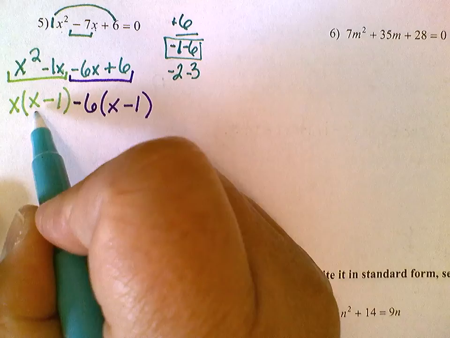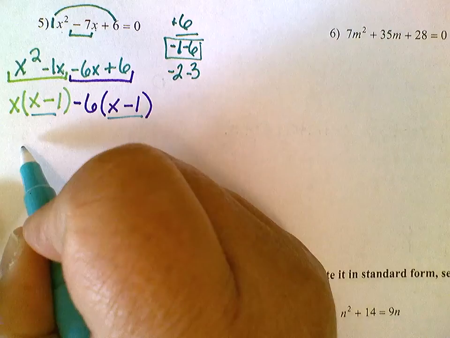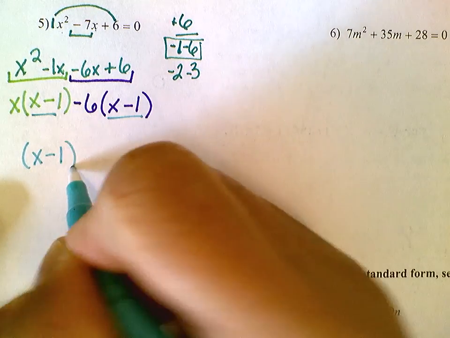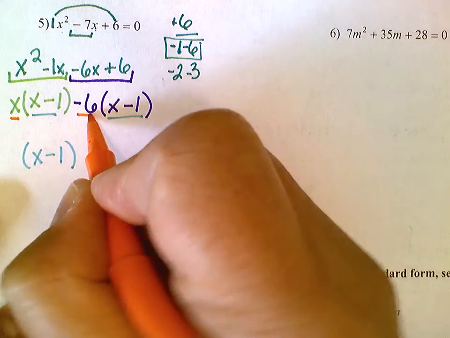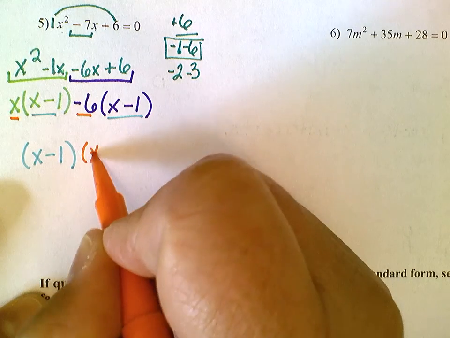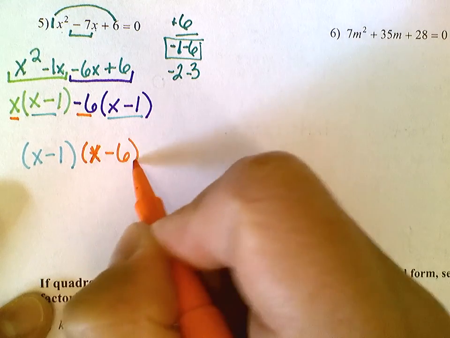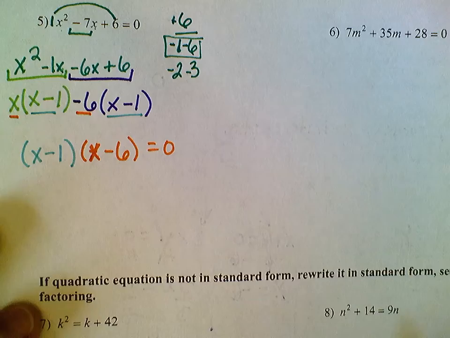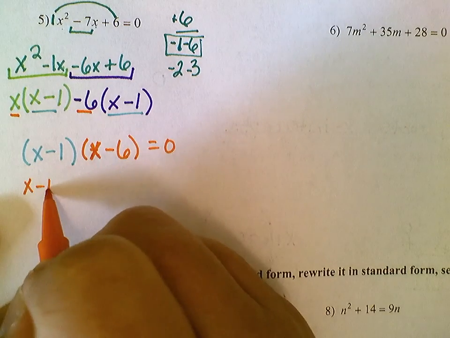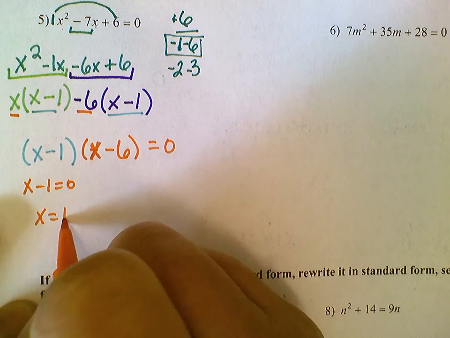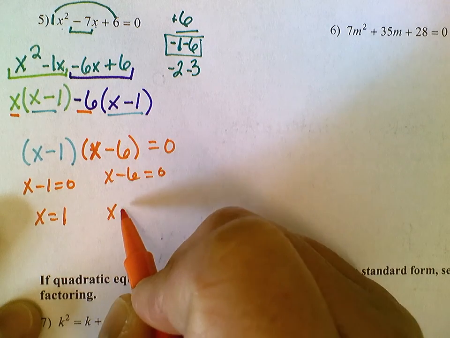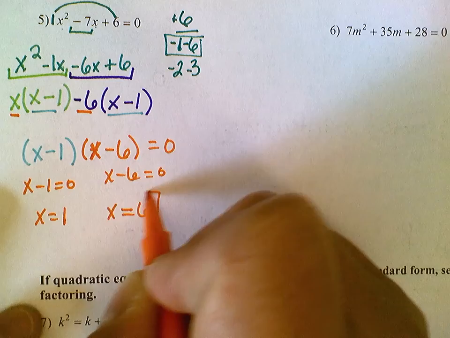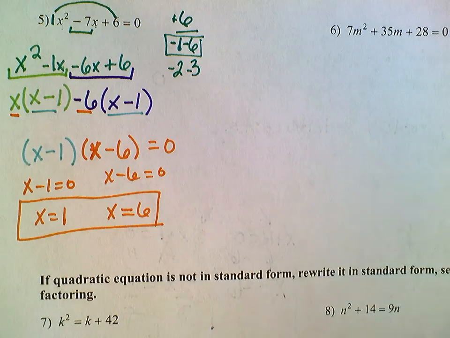So when that happens, we have our binomial that is the same, and we have left over x minus 6. If we set each one equal to 0, we get x equals 1, and x minus 6 equals 0 is going to give us x equals 6. So that's a nice simple trinomial to factor.